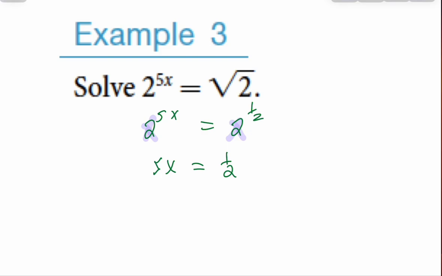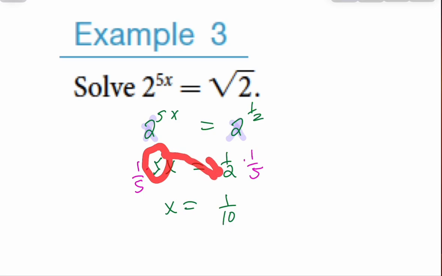Now, what you can do to make it a little bit easier to solve, per se, I think you can think about it as dividing by 5 or multiplying by 1/5. However you want to think about it, it should work out that x is 1/10. Another way to think about it is if I'm multiplying here, when I divide on the other side, I cross over and multiply. So that's why we get 1/10.